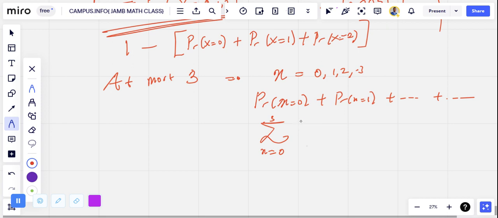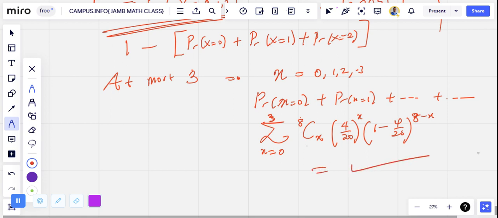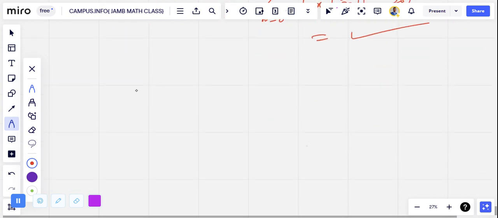And then you have n combination x. Then what is your p? Your probability is 4 over 20 in that question, raised to the power of x. And then you have 1 minus 4 over 20 raised to the power of n minus x. Looking at this expression, you can just go ahead and press your calculator exactly the way you see it here. Type it on the calculator and it will give you your final answer straight. So that's for at most and for at least. Guys, please take note of what I've explained. That is how you are going to do it for the other distributions as well.